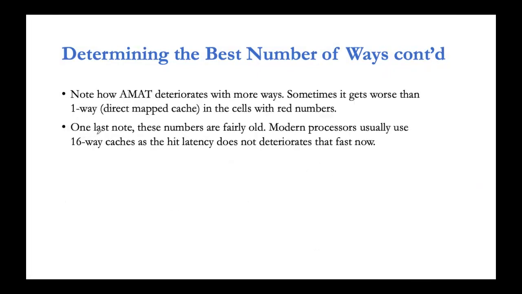At last, note how the average memory access time deteriorates with more ways, meaning sometimes it gets worse than one way, in the cells with the red numbers. One last thing, the numbers are fairly old. Modern processors usually use 16-way caches, as the hit latency does not demonstrate that the fast cache. So with this, I would like to stop the session.